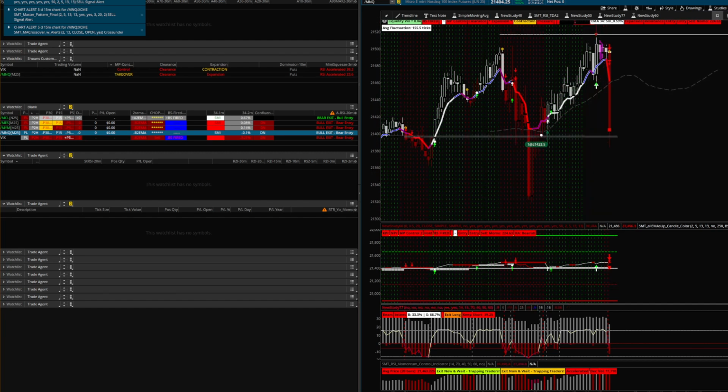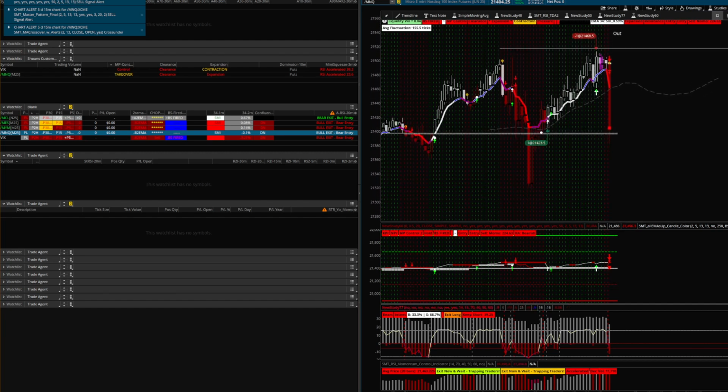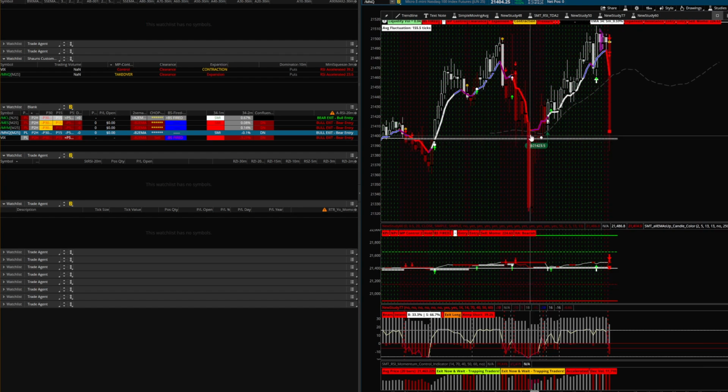Put this back on the 15-minute chart. I'm out, and so you look at this, 2 inversion points, and just tank. That is crazy.